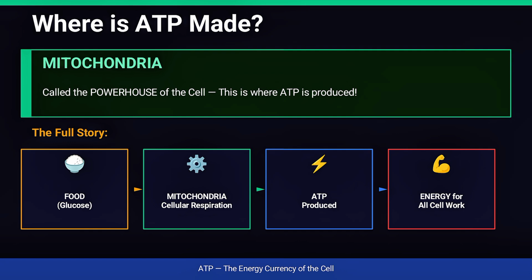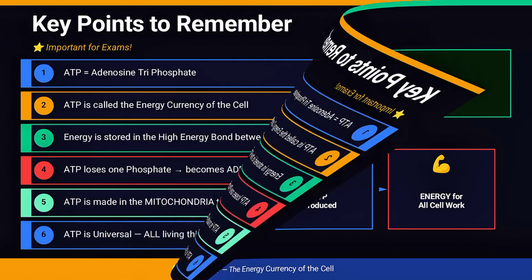Now the last question, where is ATP made in the cell? ATP is mainly made in a very special part of the cell called the mitochondria. You may have heard this before. Mitochondria is called the powerhouse of the cell, and now you know why. Because it is the place where ATP is produced. Inside the mitochondria, food like glucose is broken down through a process called cellular respiration, and the energy released from this process is used to make ATP.